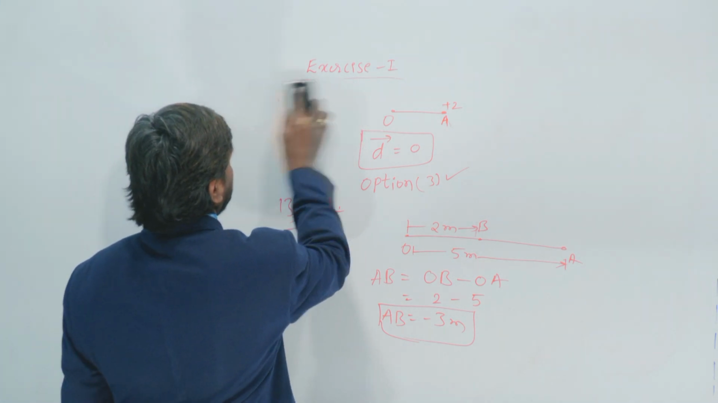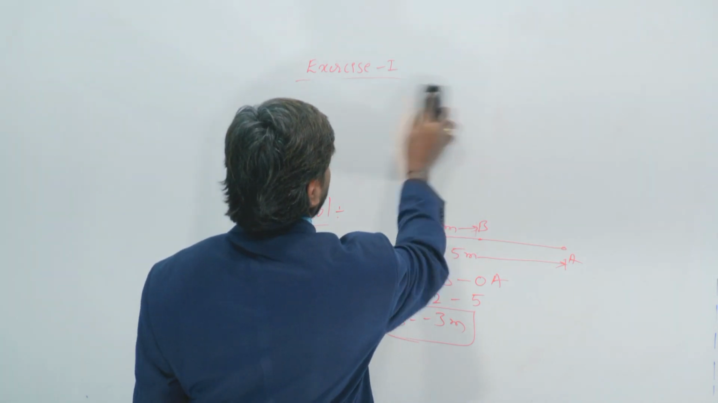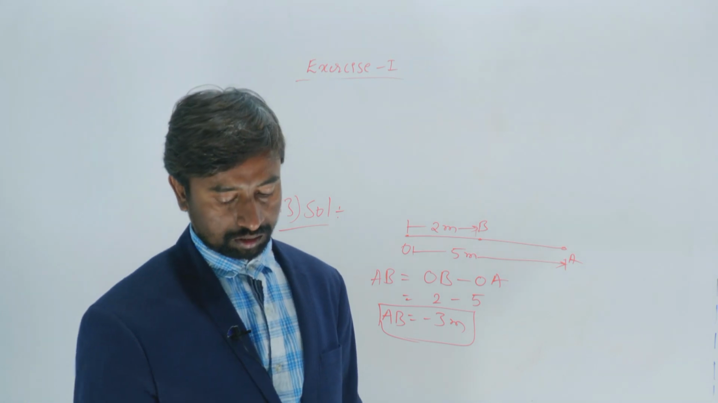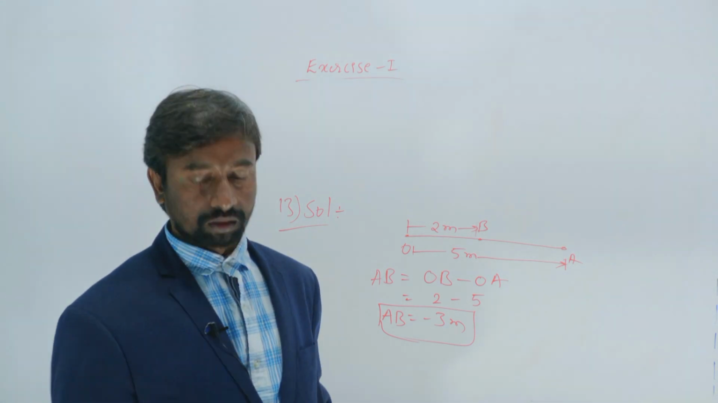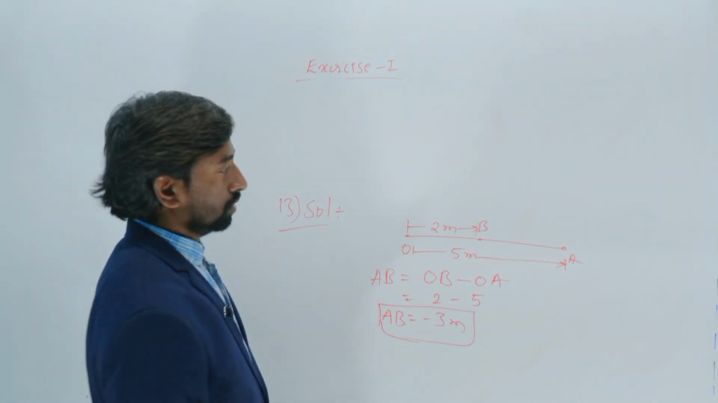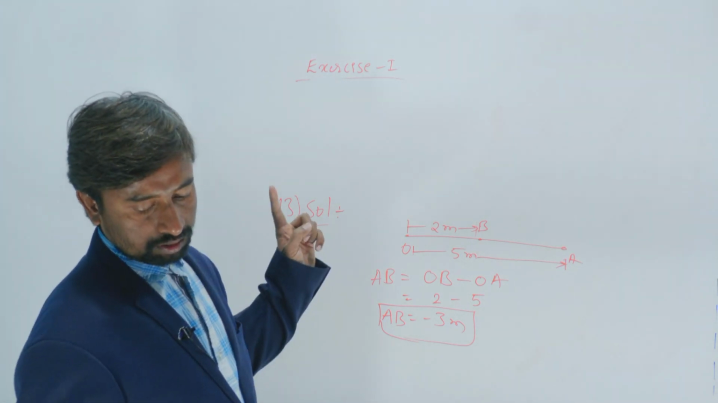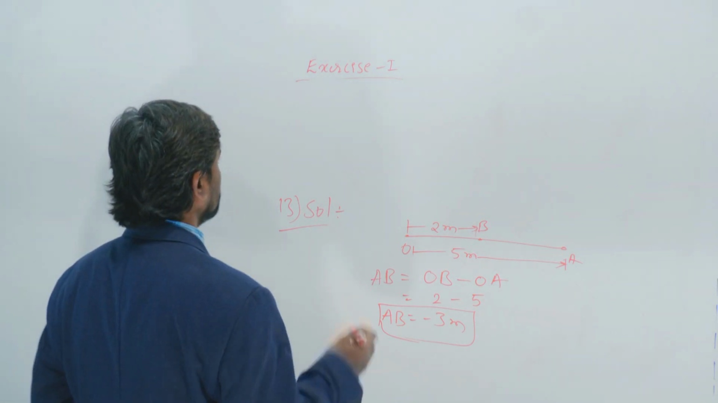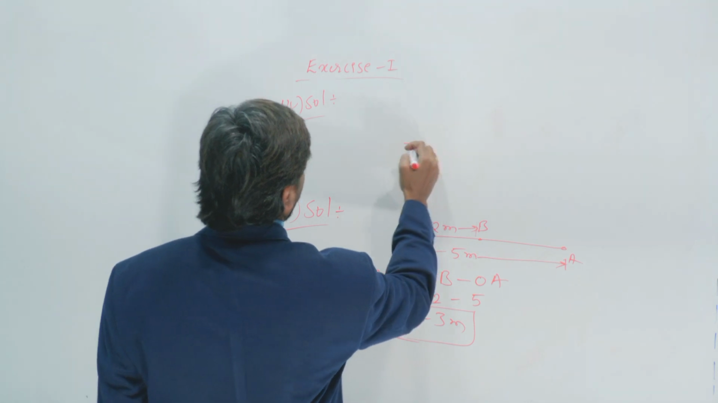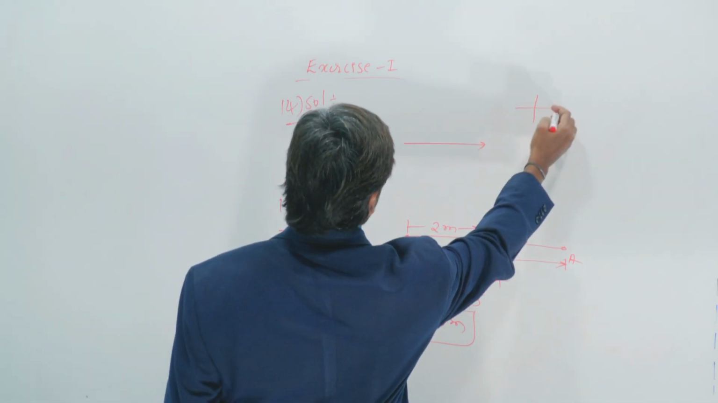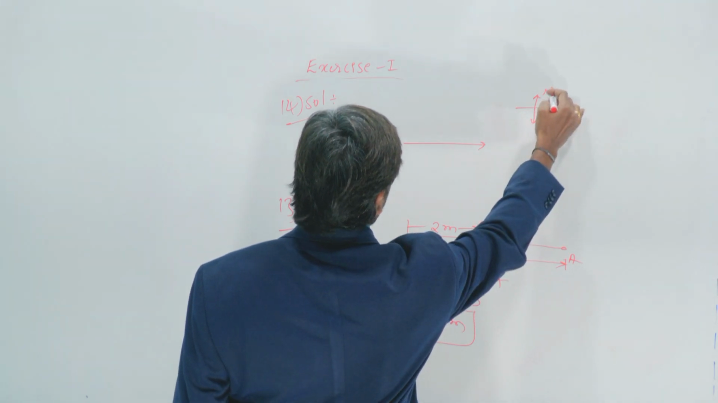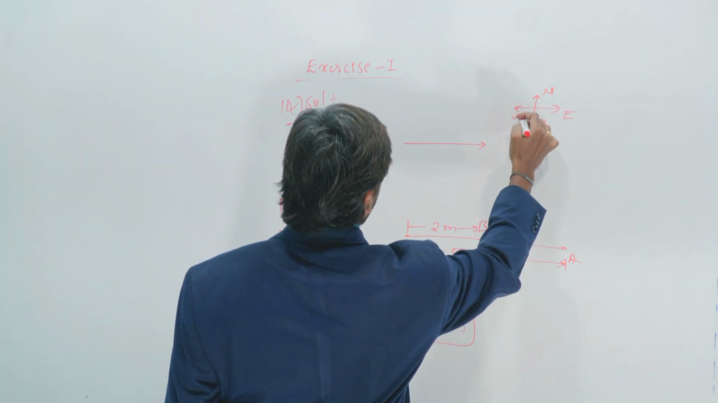Next, 14th one. A man walks 8 meters towards east and 6 meters towards north. The distance traveled by him is? They are asking only the distance. East is like this: the right side is east, upwards is north, downwards is south, and this will be the west.